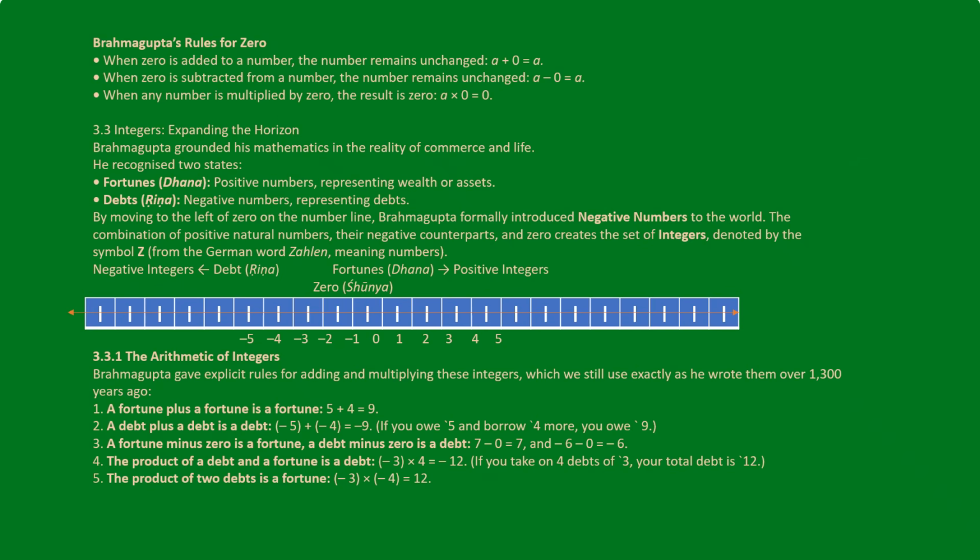A fortune minus 0 is a fortune, a debt minus 0 is a debt. Meaning what we have already studied about the rules of 0. 7 minus 0 is 7 and minus 6.